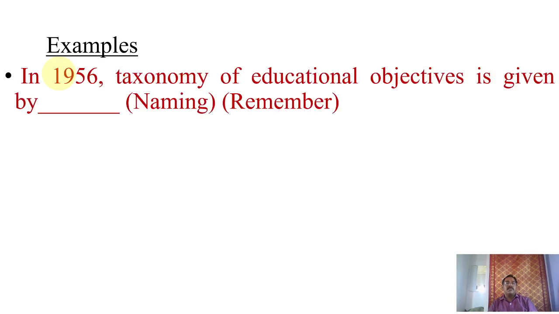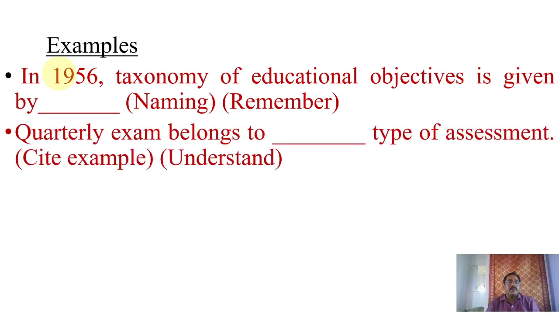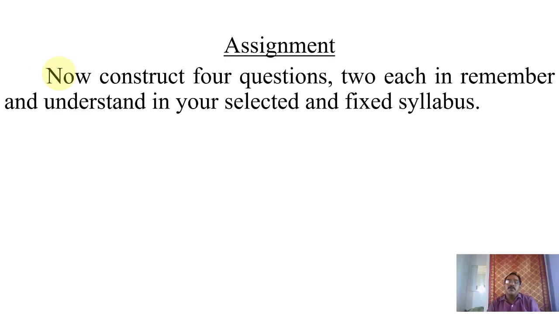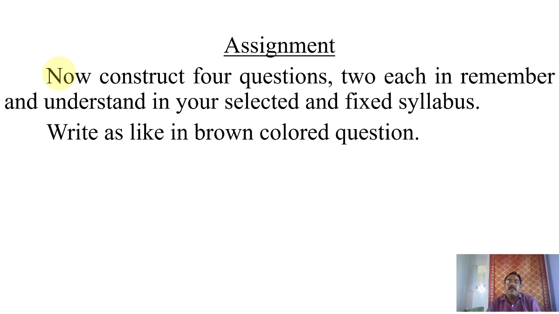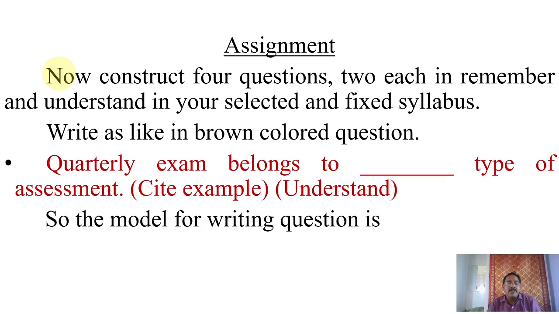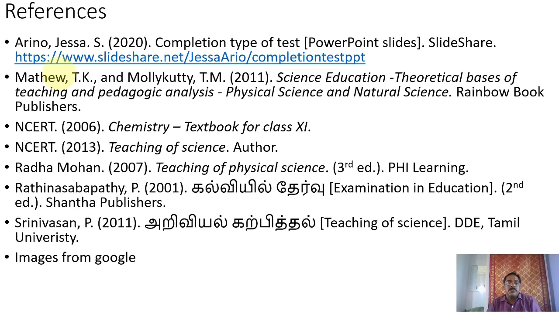So here are the examples. In 1956, taxonomy of educational objectives is given by dash. So SIO is naming, JO is remember. Quarterly exam belongs to dash type of assessment. Cite example is SIO and understand is JO. These are the examples. In a similar way, we have to construct 4 questions, 2 each in remember and understand, in your selected syllabus. Right, as in the brown color. Quarterly exam belongs to dash type of assessment. Cite exam. The format is question, SIO and JO.